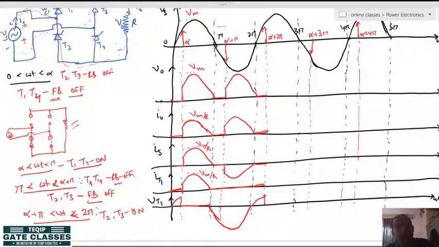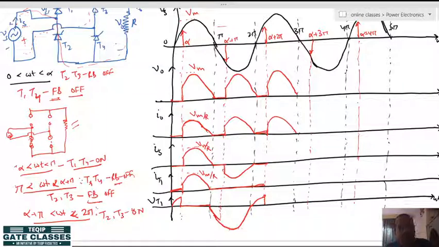Okay. And alpha plus 2 pi to 3 pi is the same as the alpha to pi instant. So at alpha plus 2 pi, the thyristors T1 and T4 will get the gate pulse and they will be on, hence the output voltage will appear like that, and the output current will be like this.